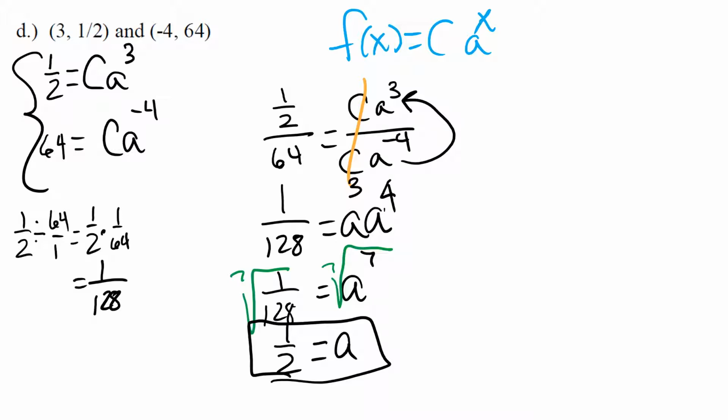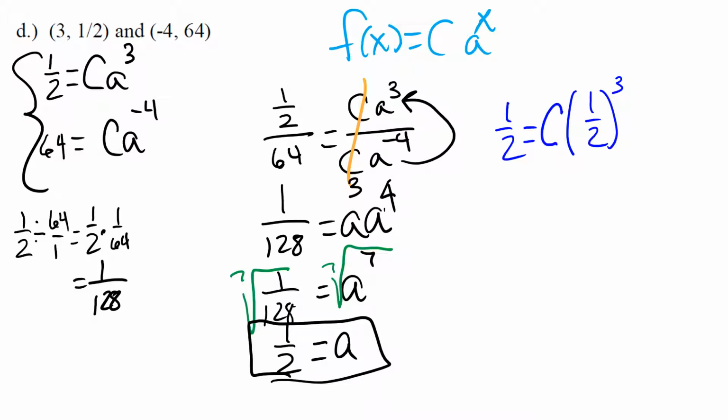Well, let's go get c. I've got a choice. I can put a, and by the way, it is a, because I just found it, into the top equation or the bottom equation. I'm going to choose to put it in the top equation because I don't want to deal with a negative exponent. So that looks like 1/2 equals the c that I don't know times the a that I do know raised to the 3rd power.